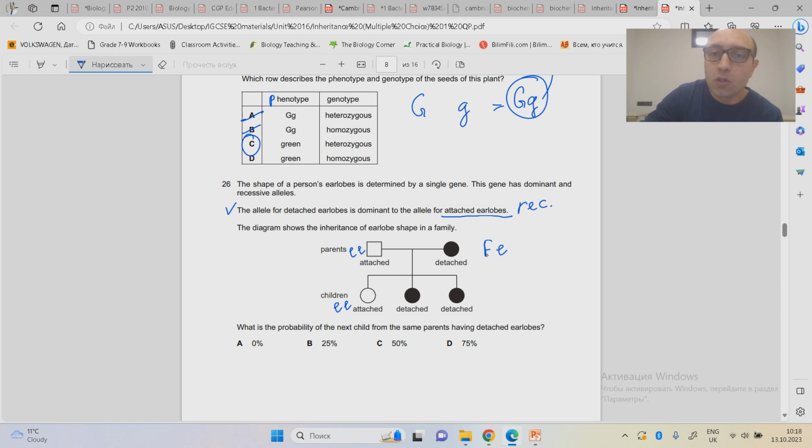And the mother, because of the black, means that in this example it is detached, the dominant feature, so she will be heterozygous, guys. And these two children, as you see, are black, which means they have minimum one capital E, but the second letter will be small e, which will come from the father, guys. What is the probability of the next child from the same parents having detached earlobes? Guys, if you cross these two parents, capital E with small e's, the chances are 1 in 2, 50%. It's C.